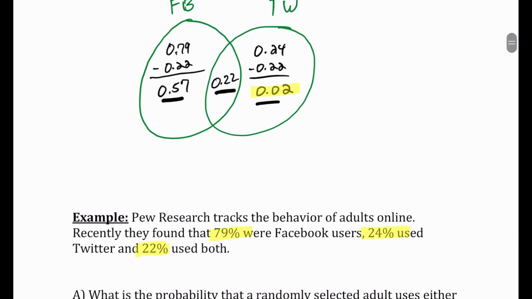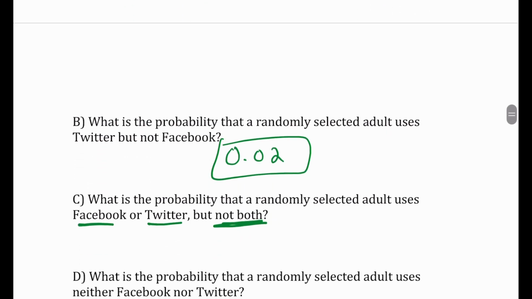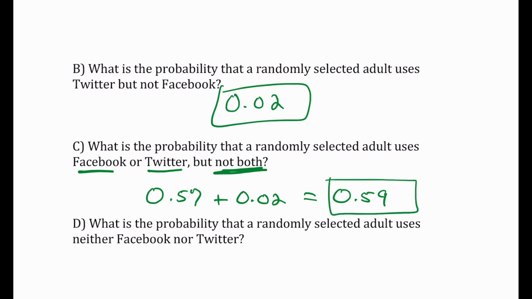Facebook or Twitter, but not both. So what we should grab is the percent of people that use just Facebook and add to it the percentage of people that use just Twitter. And we're going to ignore the percentage of people that use both. So the answer to this question will be 0.57 plus 0.02, to give us 59% or 0.59 of adults use Facebook or Twitter, but not both.